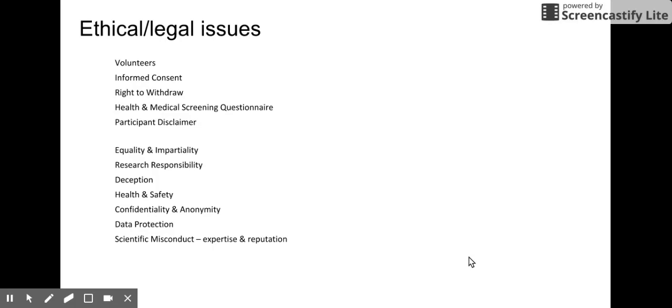Deception. This is the action of deceiving someone. This could be not telling them the right thing: omission, purposely leaving out certain pieces of information; commission, told everything, but it's all completely wrong. If deception is used, the participant must be debriefed as soon as possible. The participant has the right to know everything about the experiment, full disclosure.